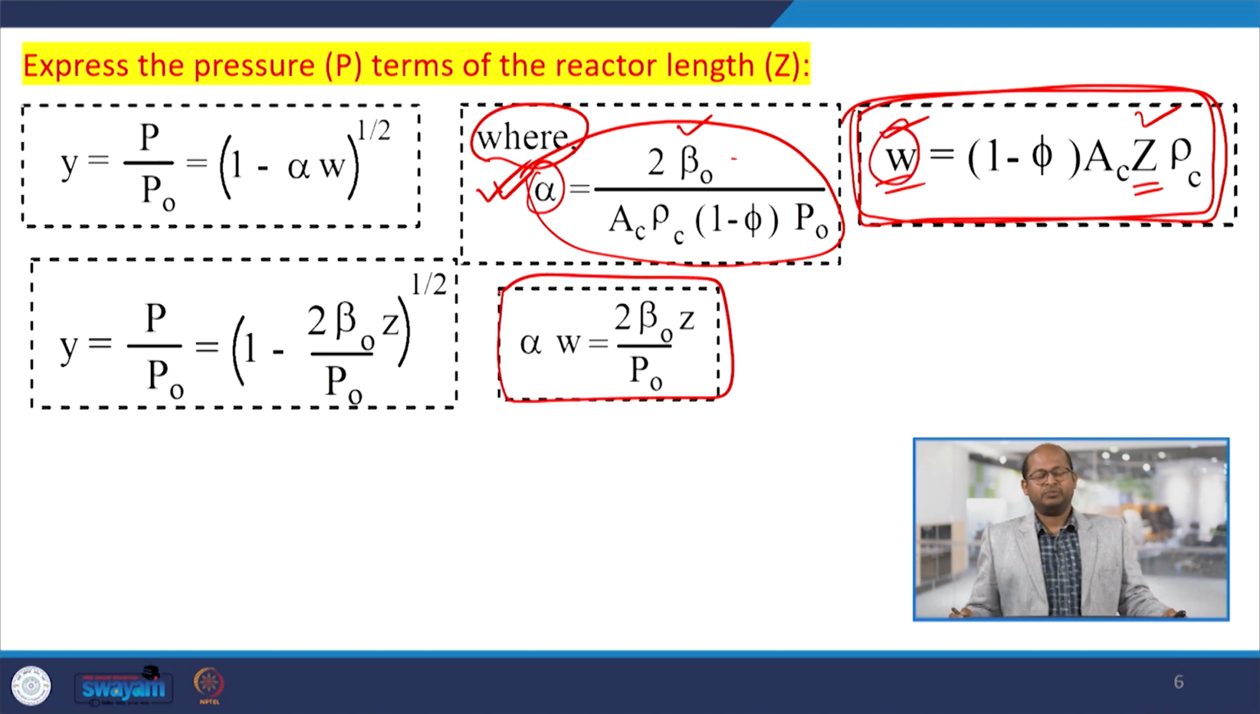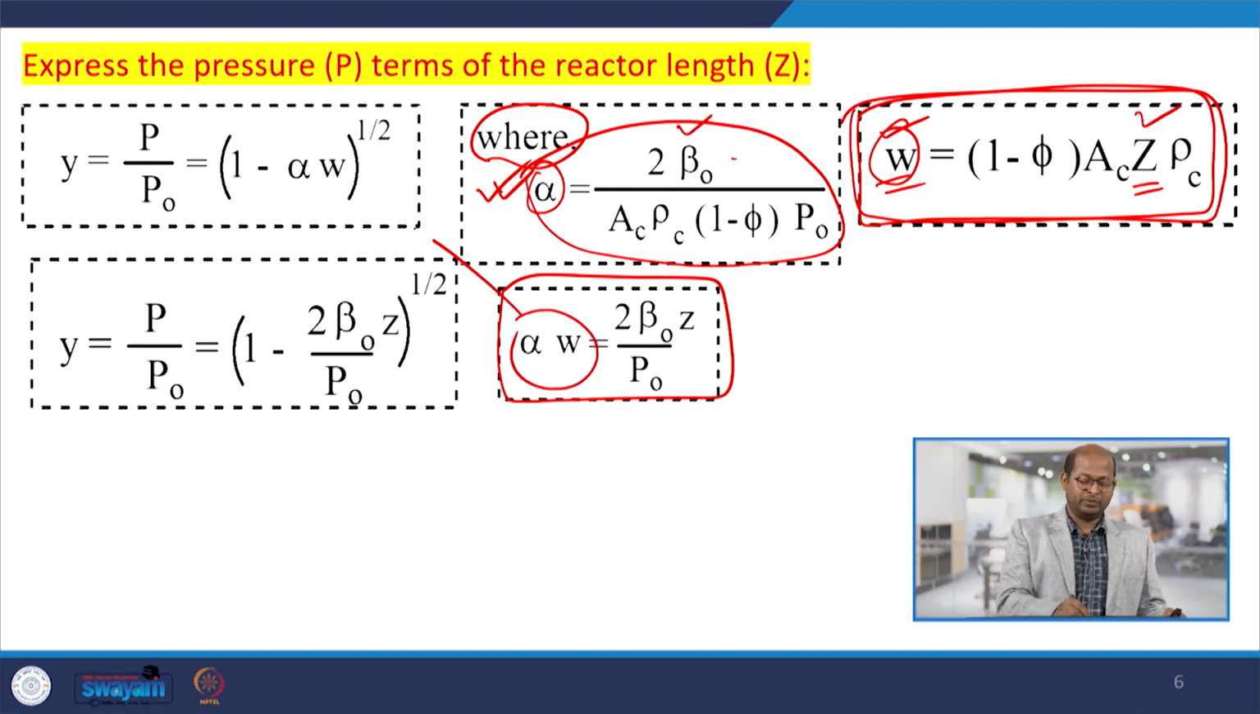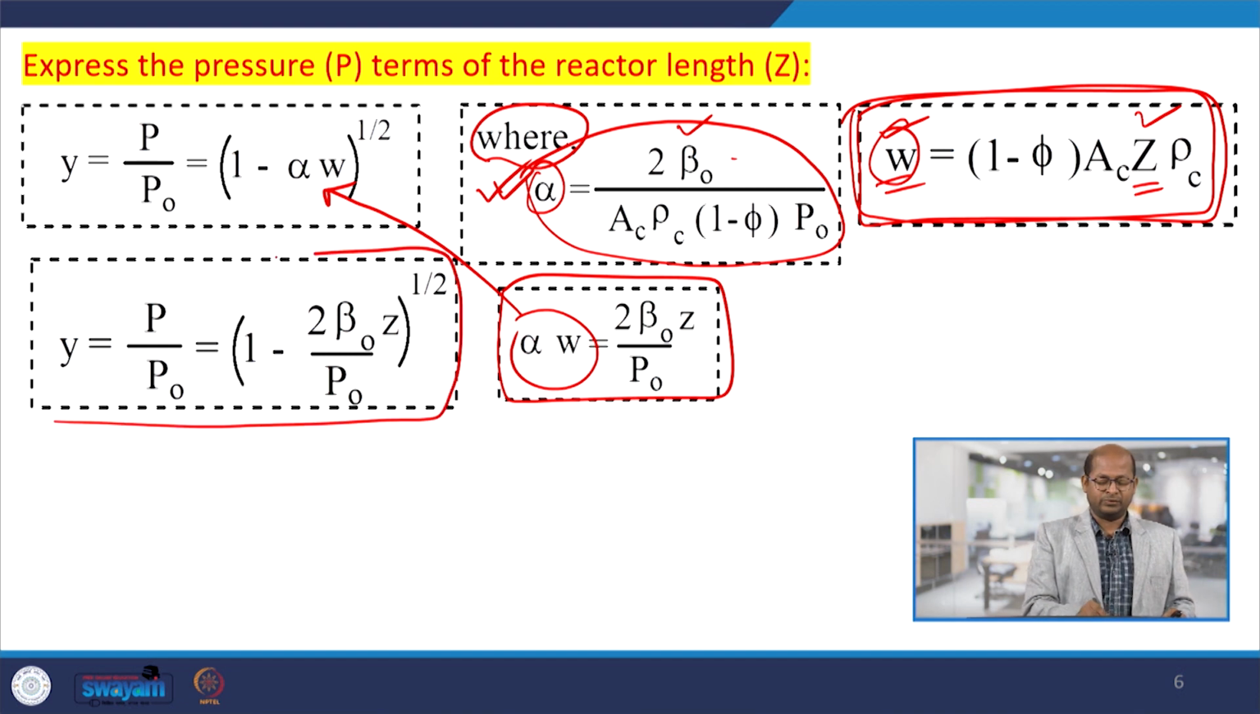Okay. So, if you multiply alpha with W, then we get alpha W, and this alpha W we can substitute here. In that equation, these are the pressure equations we have derived. So, there we can substitute, and then after substitution we will get this.